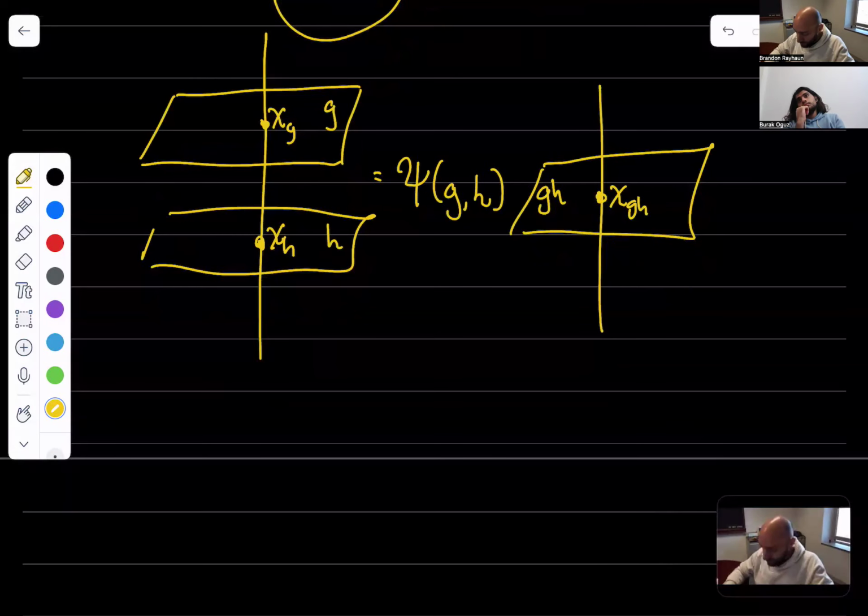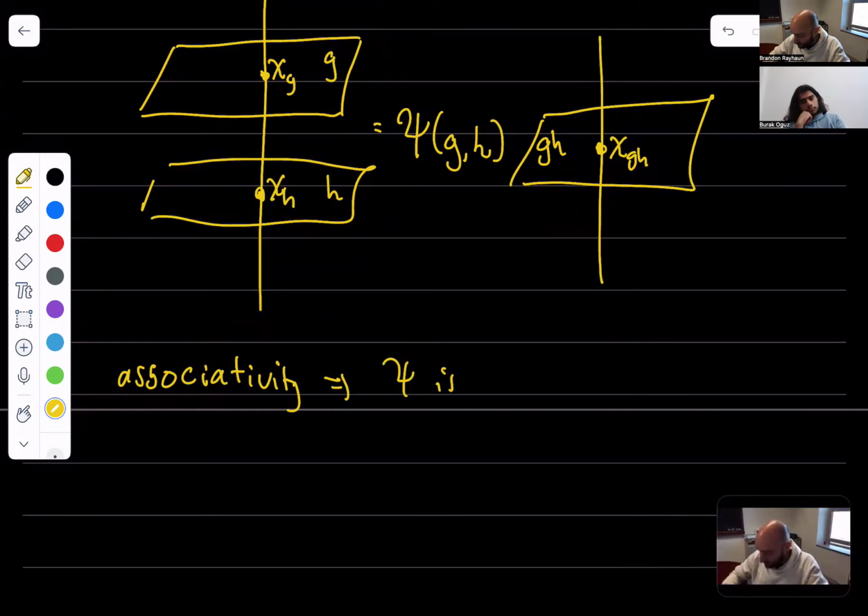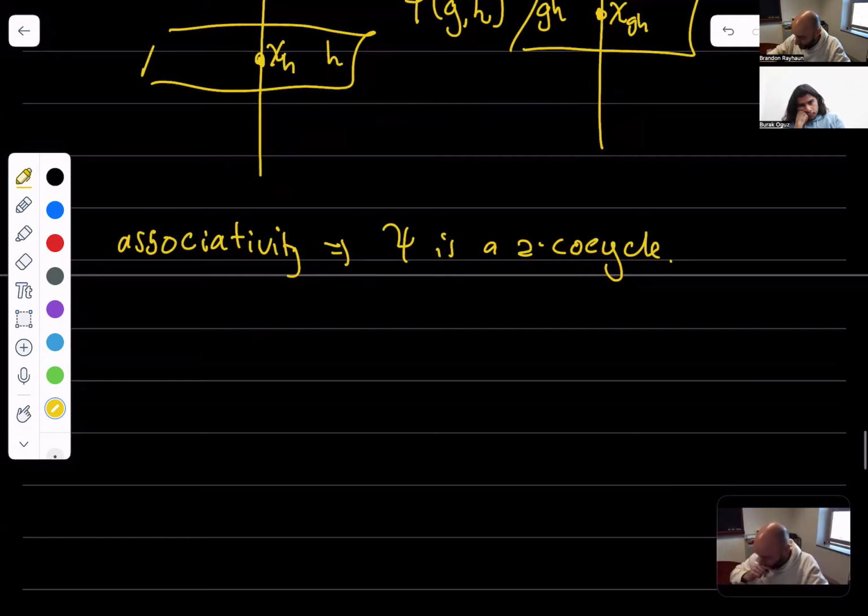Now, this phase can't be arbitrary. The fact that when you take three surfaces and fuse them two at a time in different orders, that this is associative, implies that this psi is a 2 cocycle. So sometimes people write this by saying d psi equals 0.